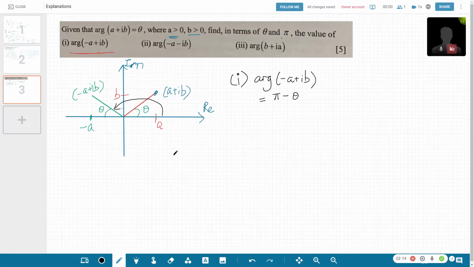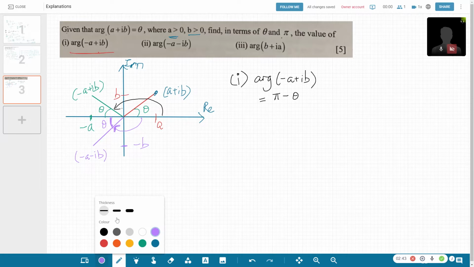Now part 2, minus a minus ib. Where will minus a minus ib be? Minus b will be somewhere here. So when we draw our complex number, this is where your minus a minus ib comes in. Again, the basic angle for this is theta. So we need to find this one, and the magnitude of this is going to be pi minus theta as well.